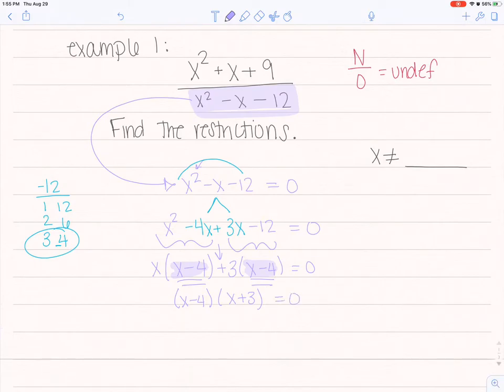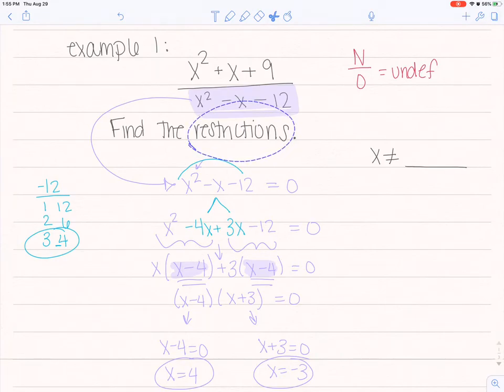Now I'm still solving, so I'm setting each piece equal to 0 by the 0 product property that we learned about in class, and I'll have x equals negative 3 and x equals 4. Now let's talk a little bit about the context of this. So remember, we are finding the restrictions. We're finding the values for which the denominator is 0.